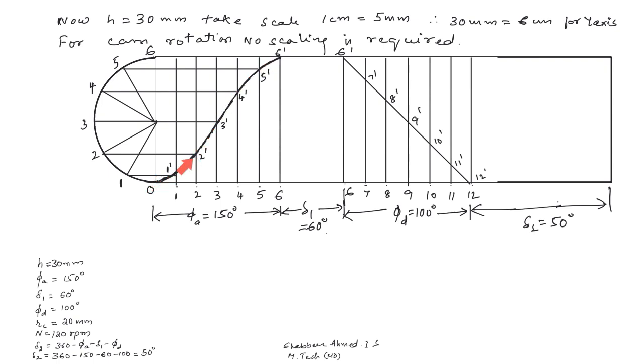So this is the rise of the follower with simple harmonic motion for 150 degrees. Next we have a dwell. Take some arbitrary distance and then draw another line. Mark this point also as 6. That is very important. When you end here with 6, start again with 6. So this is 6 and this will be 6 dash.